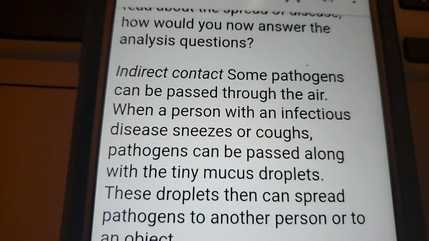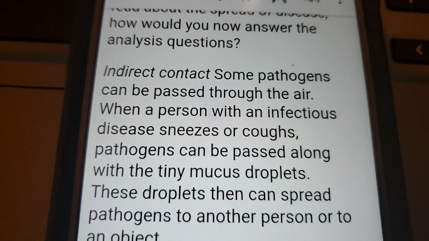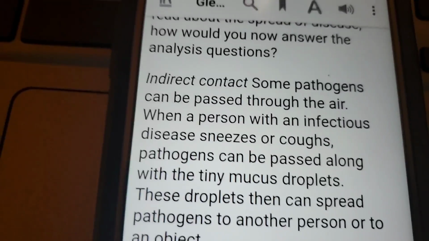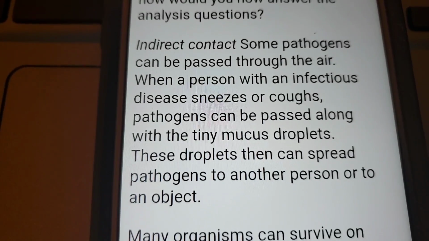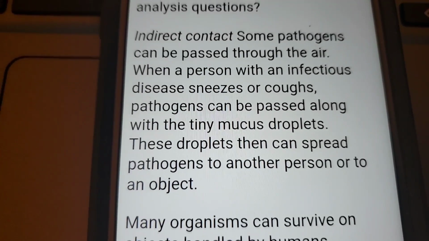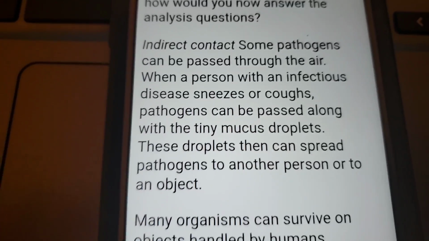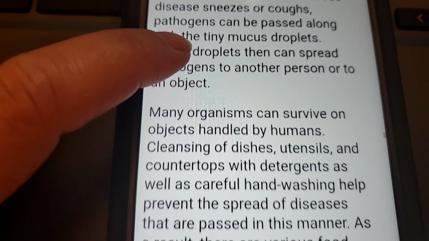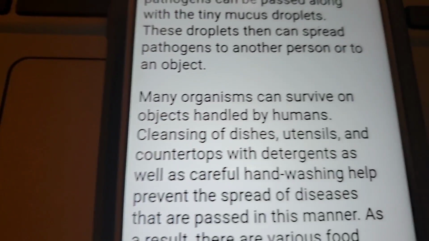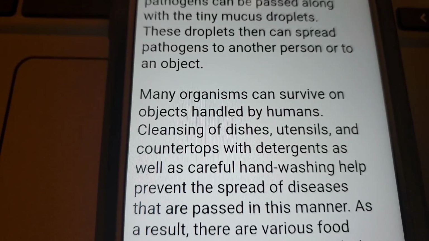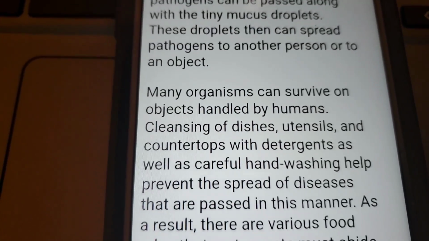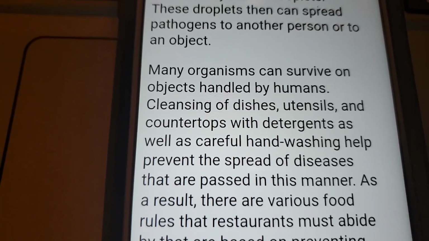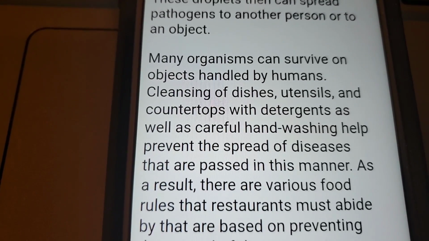Some pathogens can be passed through the air when a person with an infectious disease sneezes or coughs. Pathogens can be passed along with tiny mucus droplets. These droplets then can spread pathogens to another person or object. Many organisms can survive on objects handled by humans. Cleansing of dishes, utensils, and countertops with detergent, as well as careful hand washing, helps prevent the spread of diseases that are passed in this manner.